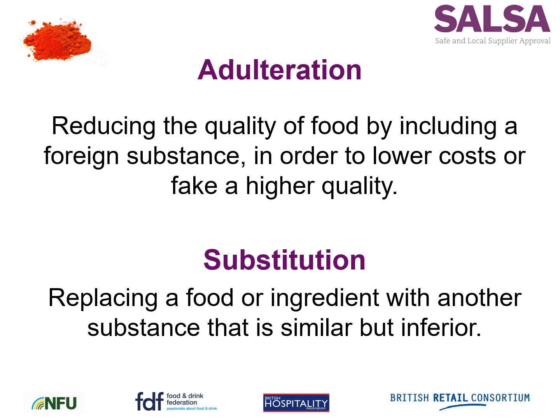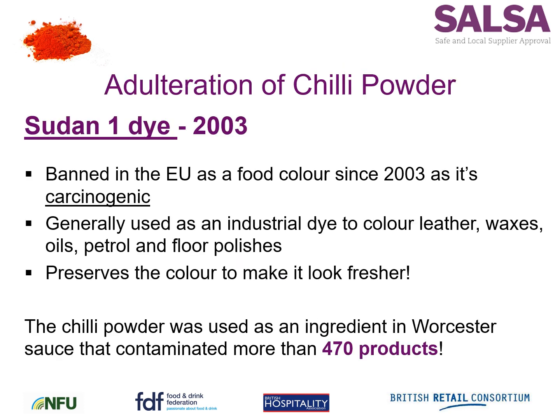Let's follow up with a few examples. Many of you will have heard of Sudan dyes in chili powder. This is an example of adulteration. Chili powder fades naturally, so Sudan 1 dye was added to preserve the colour, to make it look fresher, and increase the raw material price. The source of adulteration was traced to companies in India and was found throughout Northern America and Europe. It contaminated hundreds of products with a carcinogenic substance that is banned in the EU.